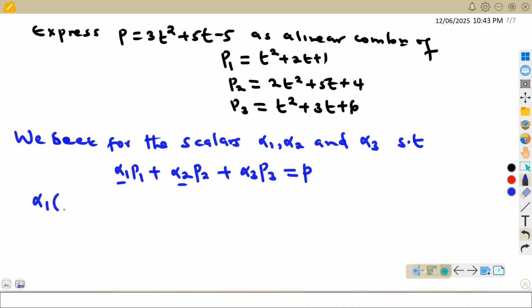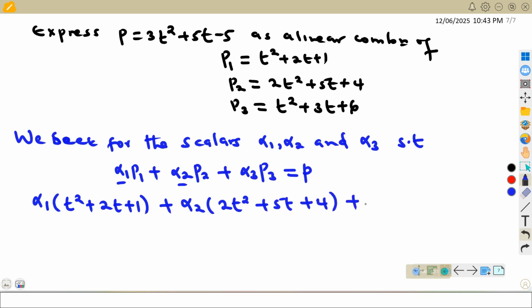So this is alpha 1 into p1, t squared plus 2t plus 1, then plus alpha 2 into 2t squared plus 5t, then plus 4. And then again we add alpha 3 into t squared plus 3t, then plus 6. This should be equal to 3t squared plus 5t minus 5. So from there, what we need to do is get the coefficients of t squared, then the coefficients of t, then the coefficients of the constants.